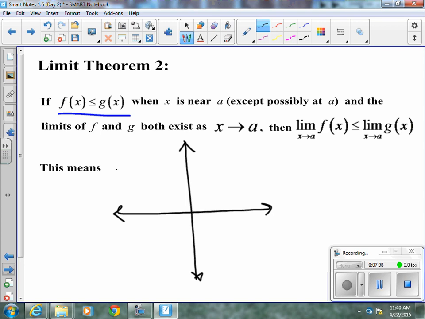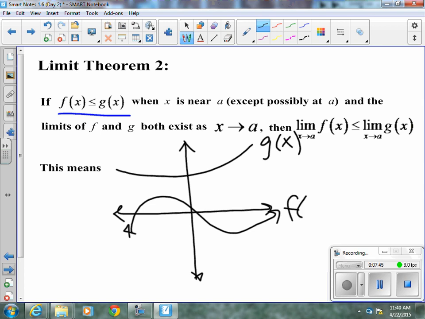What this means, here's g of x, here's f of x. Notice that f of x is less than g of x everywhere, even at our a value. That means the limit of f of x at a and the limit of g of x at a is going to hold that same relationship. Your limit on f of x is going to be lower than your limit on g of x.